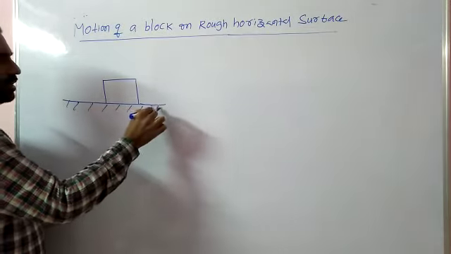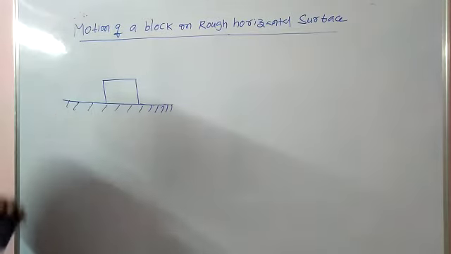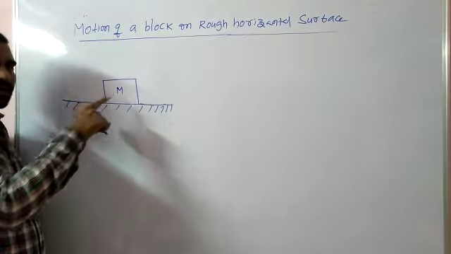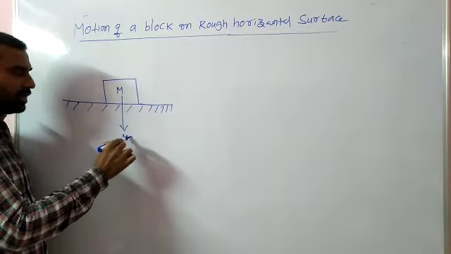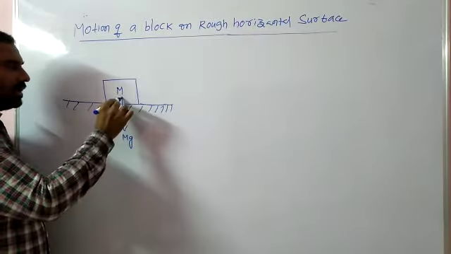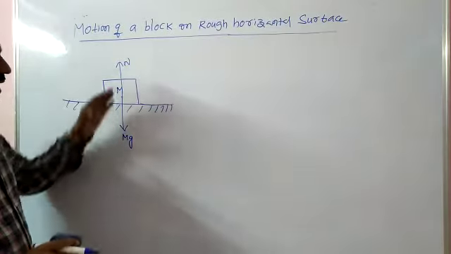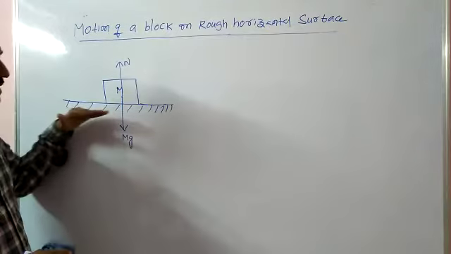So listen, a block of mass m is on a rough horizontal surface. The forces on this block are its weight acting vertically down and a normal reaction acting upwards. Normal means perpendicular. This reaction is always perpendicular to the surface.